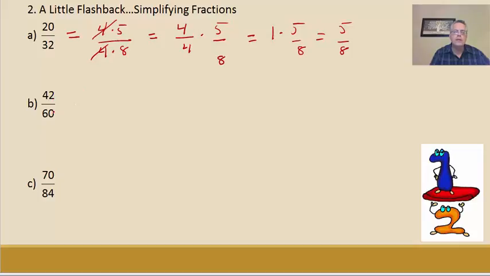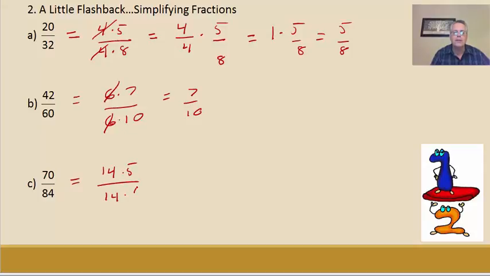Right, between 42 and 60, the greatest common factor is 6. So I can write this as 6 times 7 and 6 times 10. I can cancel factors of the numerator and denominator. 6 is a factor of both, and that leaves 7/10. All right, here, the greatest common factor is 14. So we can write this as 14 times 5, and 84 is 14 times 6. So if you cancel the 14s, you have 5/6.